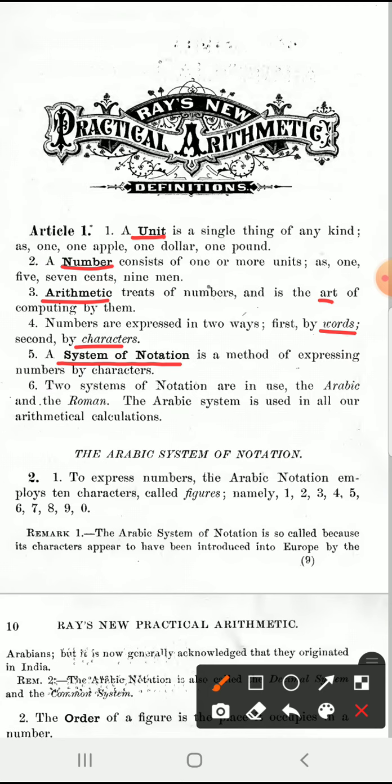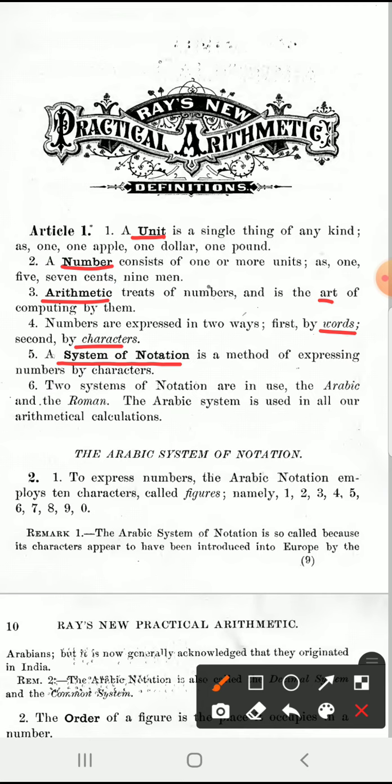So numbers can be expressed in two ways. First, by words, we can simply give the names of numbers and write them with letters. The second way numbers are expressed is by characters, by different symbols or signs used to represent different numbers. And in order to do this, we have to have a method of expressing numbers by characters and we call this a system of notation.